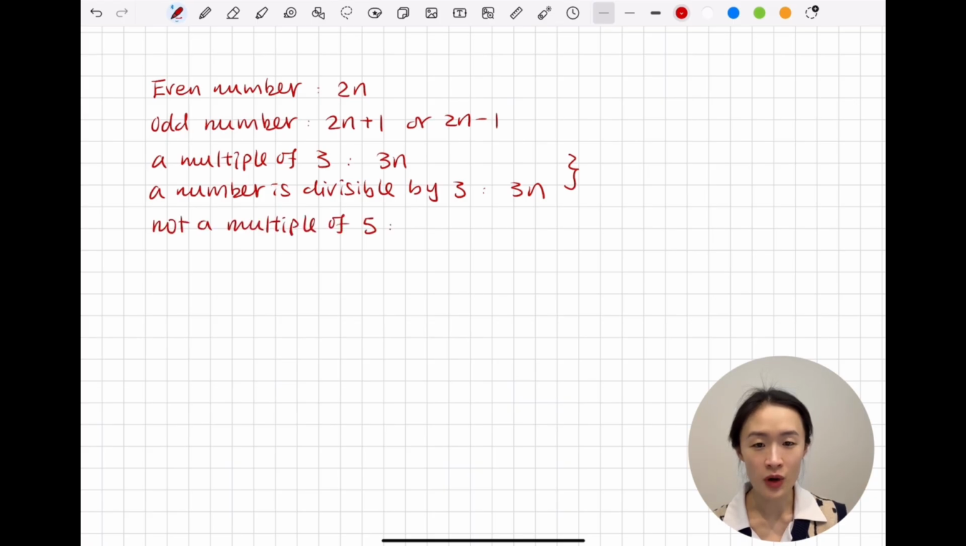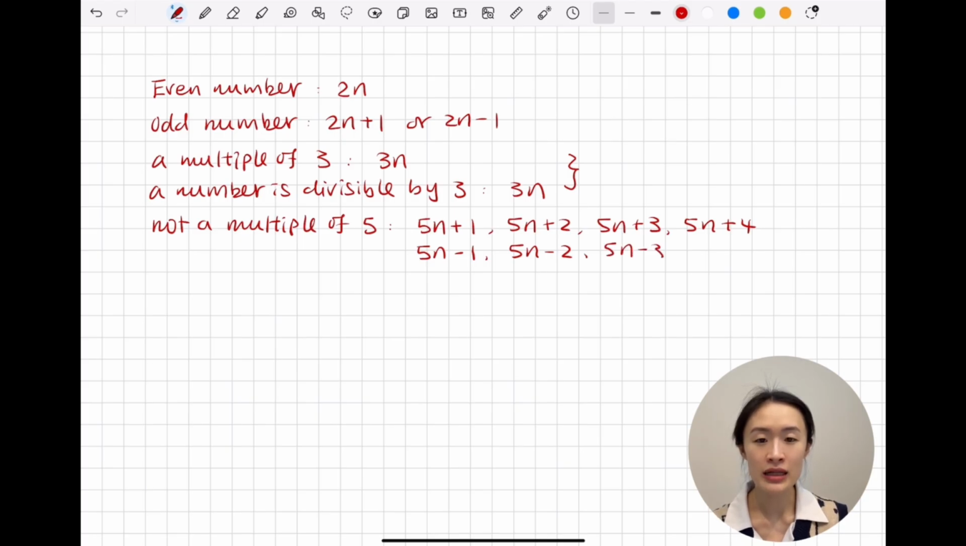If it's not a multiple of 5, then that means it could be 1 more than a multiple of 5, which is 5n plus 1, or plus 2, plus 3, plus 4. However, it cannot be plus 5. It's because you can factorize out a 5. Or it could be 1 less than 5n, 2 less than, 3 less than, or 4 less than. Similarly, if it says it's not divisible by 5, then you can pick any of these. These two are actually the same meaning.